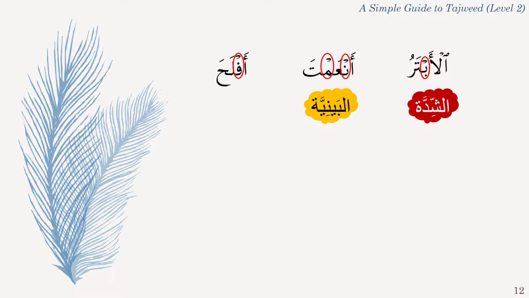In the third word, we find that letter Fa takes much more time as it is from the letters of Ar-Rakhawa.